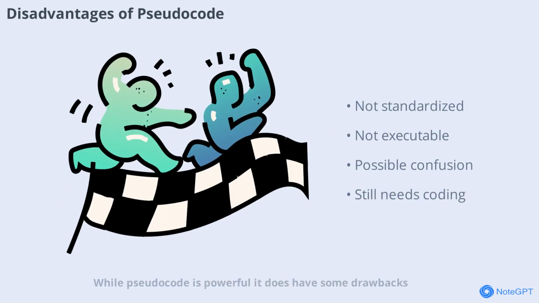While pseudocode is powerful, it does have some drawbacks. Since it's not standardized, different people might write pseudocode in different ways, leading to confusion. Also, pseudocode can't be executed by a computer, so you still need to translate it into real code. Despite these limitations, its benefits for planning and communication are significant.